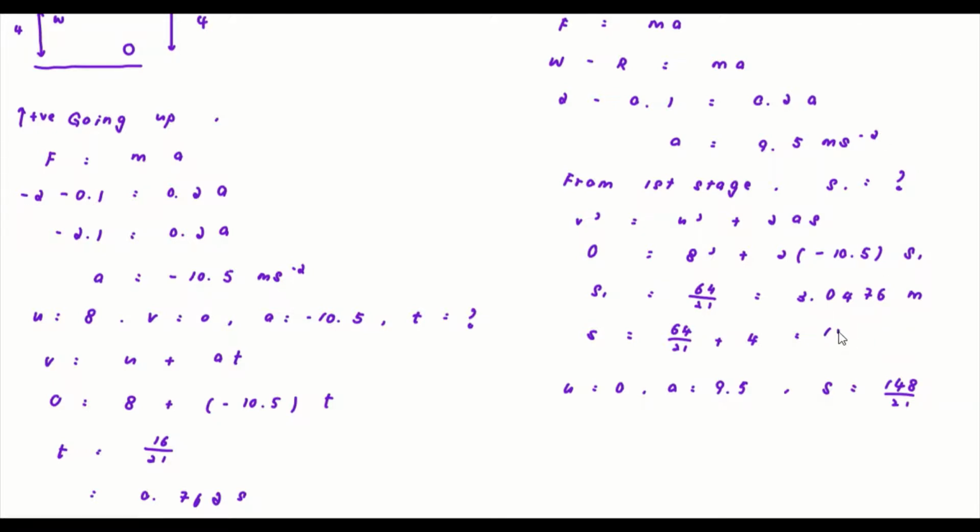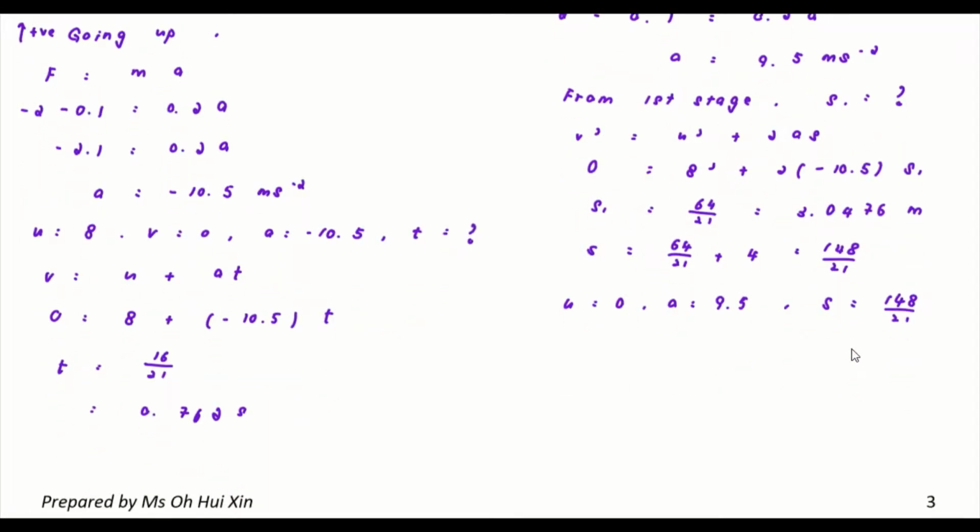Okay, so after we found this, then we can proceed to find our time now for the second stage. So S will be equal to UT plus half AT square. So 148 over 21 is equal to 0t plus half 9.5 t square. Okay, so I'm not going to solve everything out. It's basically you have this, then you just divide. So t square, t will be equal to 1.218 seconds. Okay, so this is my second stage.